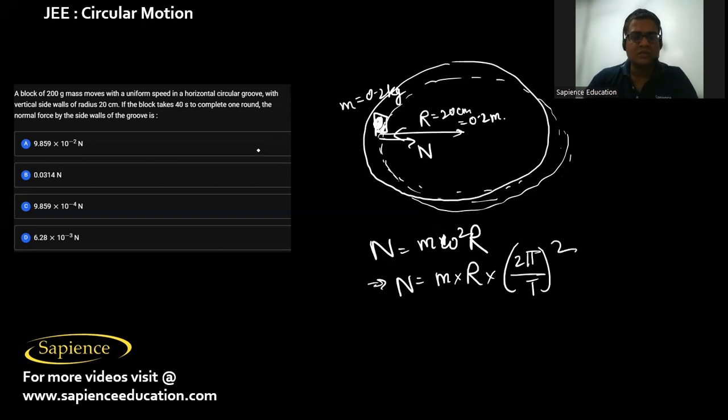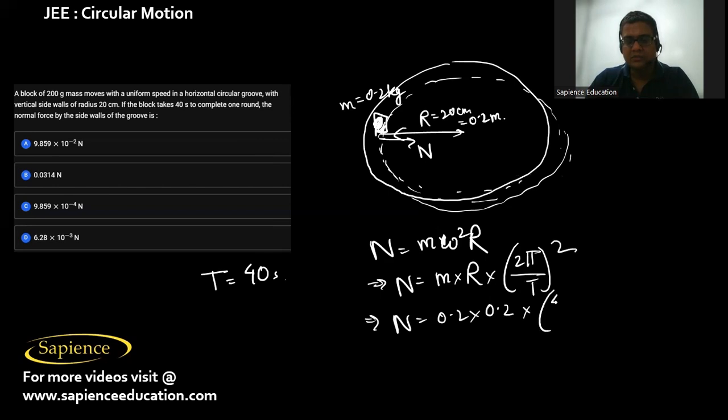Now it takes 40 seconds to complete one round. So the time period of revolution is 40 seconds. So therefore N will be equal to mass, that is 0.2 kg, radius of the circular path, that is 0.2 meters, into (2 pi by 40) whole square. This will be 0.04 into pi square by 400.